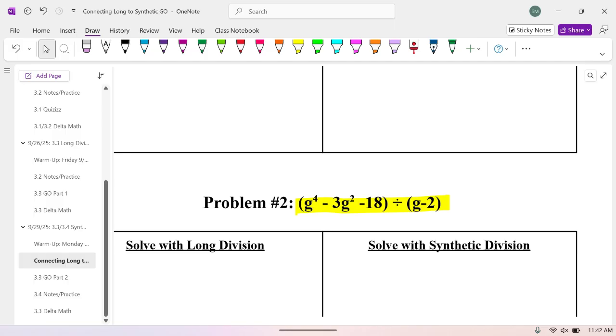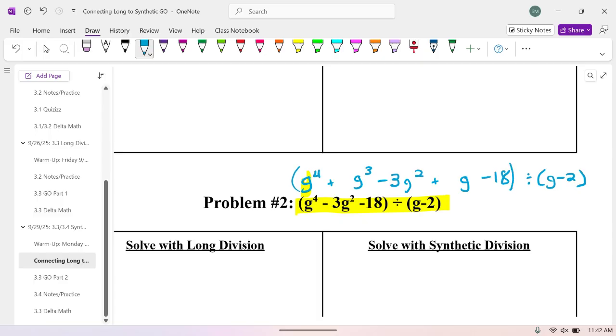So who remembers what I have to replace? Because I'm missing which 2 exponents? 3 and 1. So I need to rewrite this so that I have g to the 4th plus something g to the 3rd minus 3g squared plus something g minus 18, and still all divided by g minus 2.